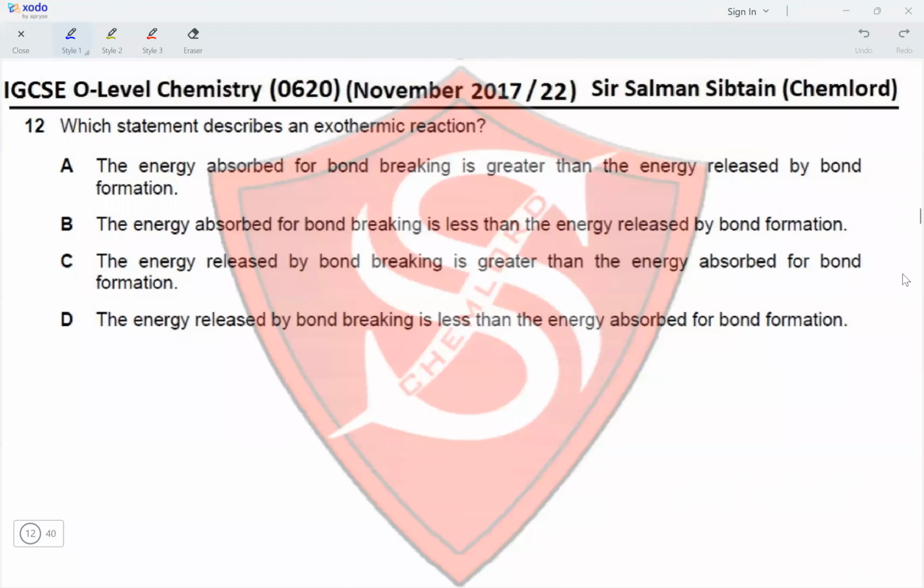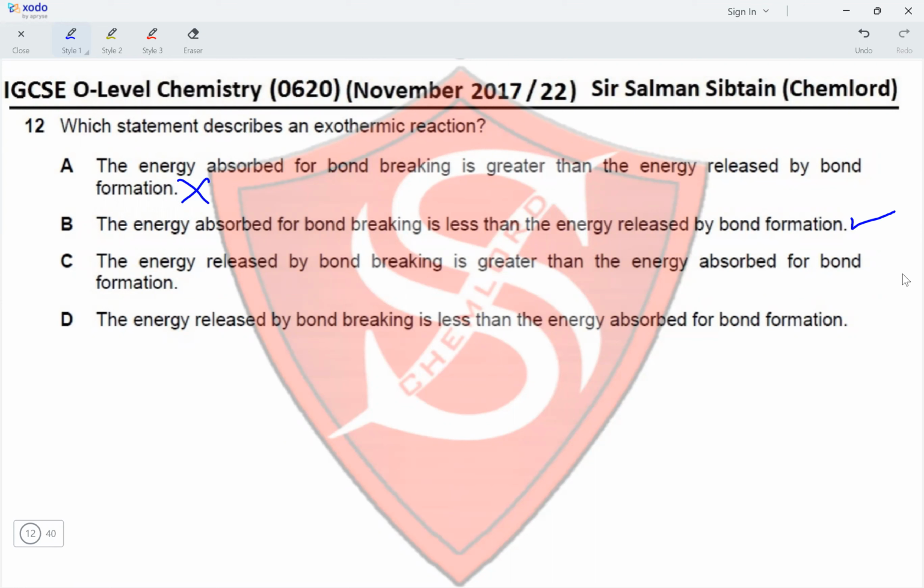Question 12. Which statement describes an exothermic reaction? The energy absorbed for bond breaking is greater than the energy released by bond formation. So this would describe an endothermic reaction, not an exothermic reaction. Next, the energy absorbed for bond breaking is less than the energy released for bond formation. Yes, this is what is describing an exothermic reaction.